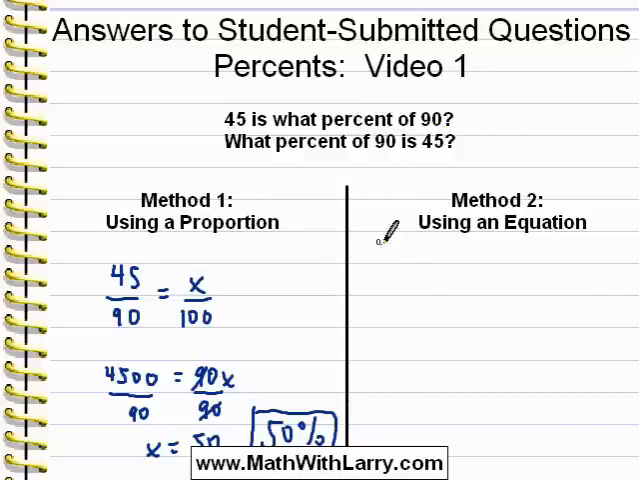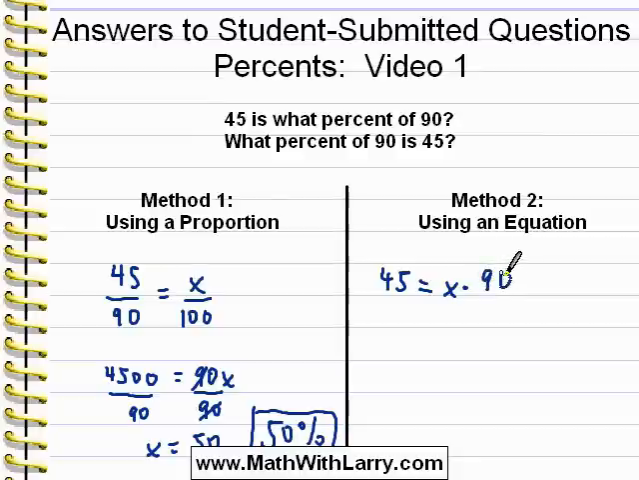So I'll start with 45. The word is equals. What percent? We don't know what percent it is, so let's call it x, of 90. Now whenever you see the word of in between two values, it means to multiply. So I'll put my multiplication dot and then 90.